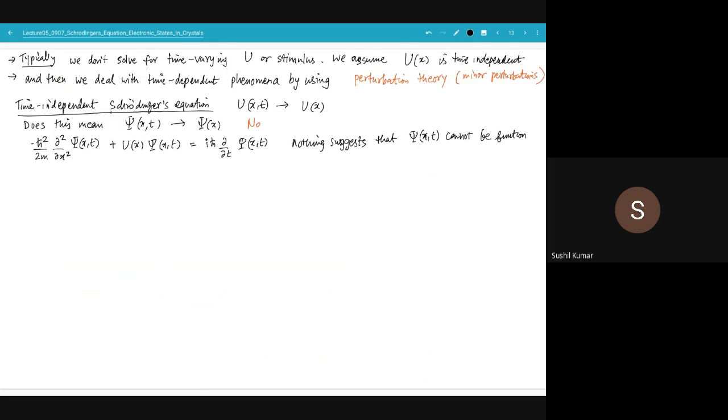But with a measurable quantity, which is the probability density function, you start from applying a practical consideration. The probability density is the measurable quantity, not the wave function, but its probability density function. This must be independent of time.